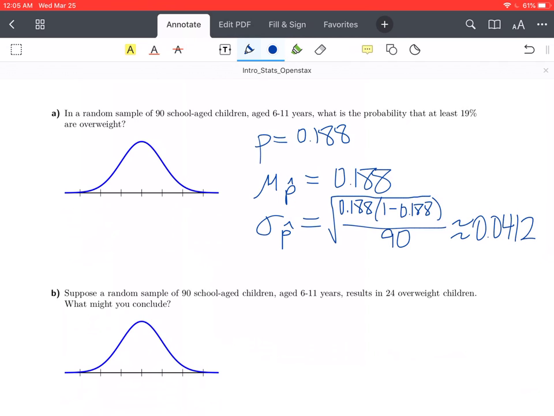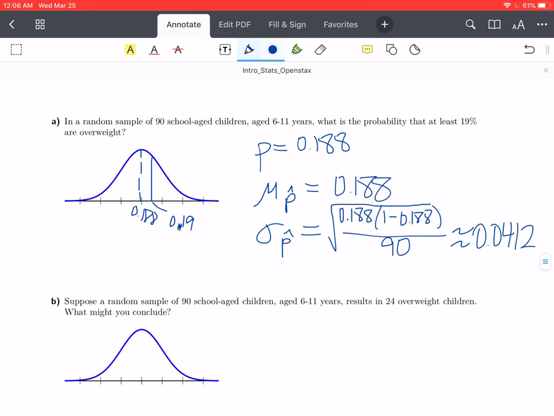So, again, here's our mean of 0.188, and we're looking for the probability that at least 19% are overweight. So 19, that's 0.19, that's going to be somewhere up here. So 0.19, and we're looking for that probability, that area above 0.19. So I want the probability that P hat is greater than or equal to 0.19.